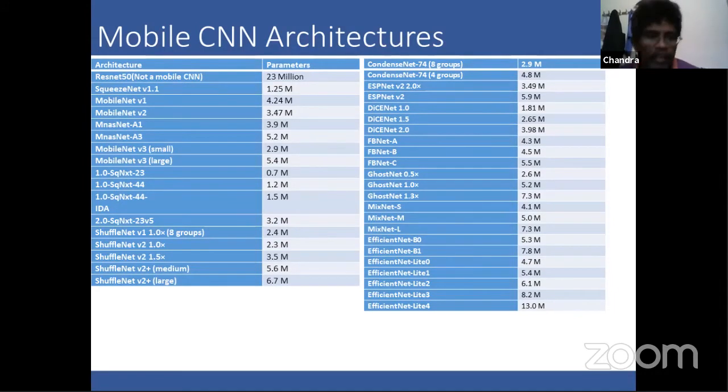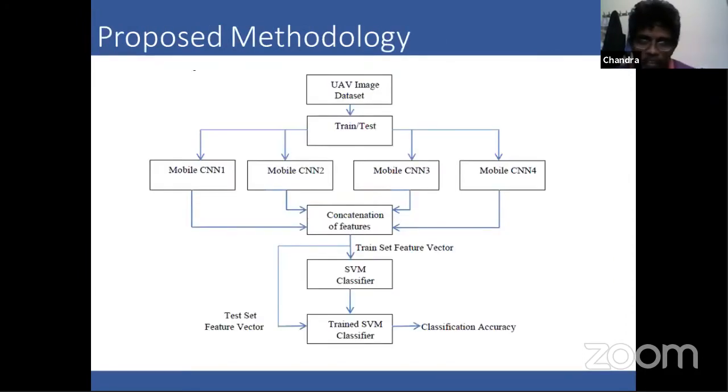Just have a quick glance: SqueezeNet, MobileNet version 1, version 2, MNASNet A1, MobileNet V3, and then ShuffleNets, DiceNets, ESPNets, CondenseNets, GhostNet. I have not used GhostNet anyway. EfficientNet and then MixNet. These are all mobile CNN architectures. One key factor here is that the number of trainable parameters is very small, except for the first one. The first one is not a mobile architecture. It's in fact a conventional architecture, which requires 23 million parameters, but all the rest of the architectures need less than 10 million parameters.